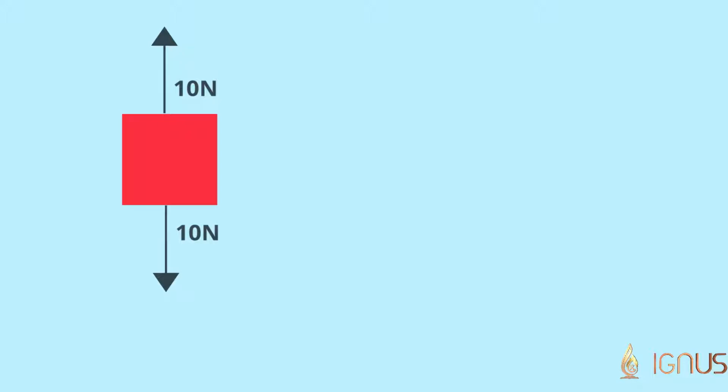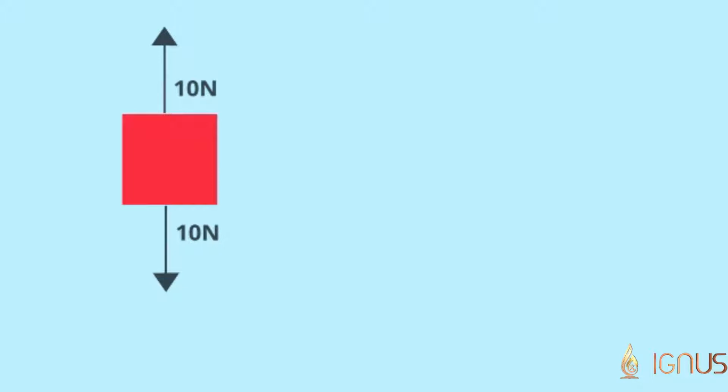Take a stationary object for instance. There is a 10 newtons of force acting on it in the upward direction and a 10 newtons force acting on it in the downward direction. Is the object moving? If yes, then in which direction is it moving? The answer is it's going nowhere.